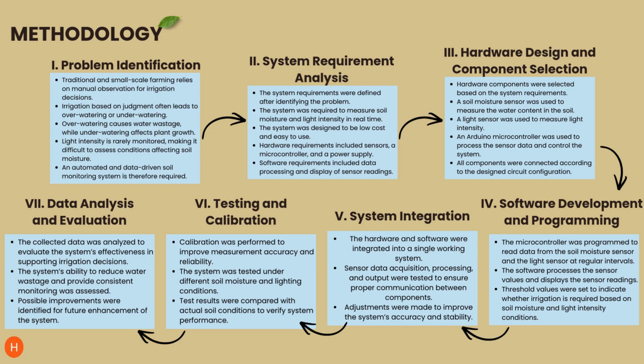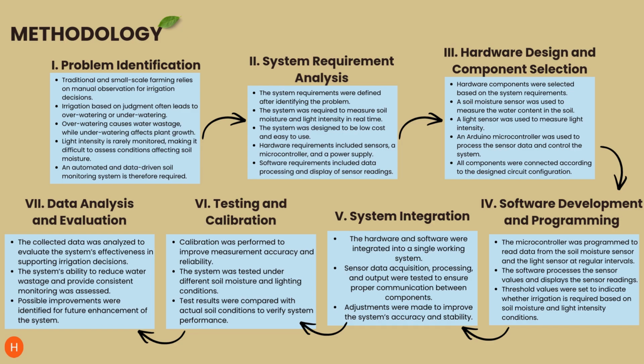Now we're moving on to the methodology of our project. There are 7 steps in our methodology. The first one is problem identification. Traditional and small-scale farming relies on manual observation for irrigation decisions. Irrigation based on judgment often leads to overwatering or underwatering. Overwatering causes water wastage, while underwatering affects plant growth. Light intensity is rarely monitored, making it difficult to assess conditions affecting soil moisture. An automated and data-driven soil monitoring system is therefore required.